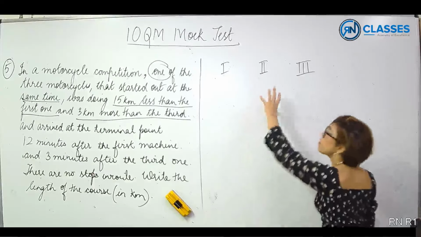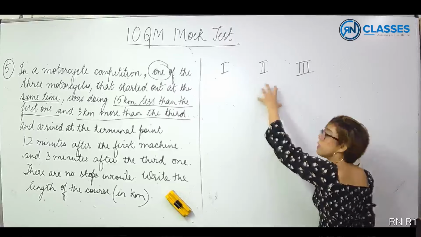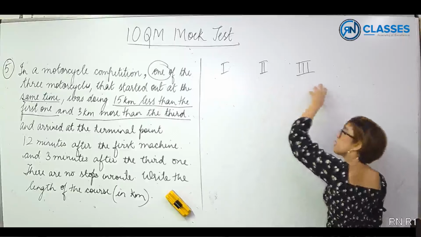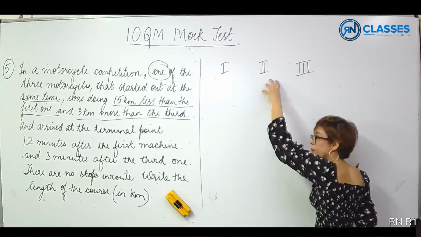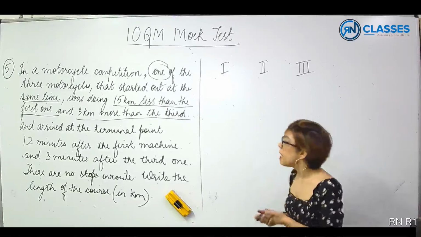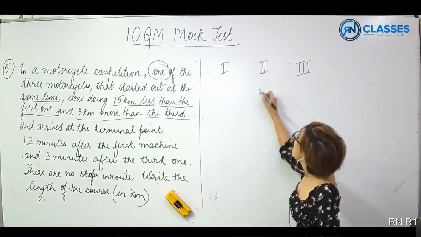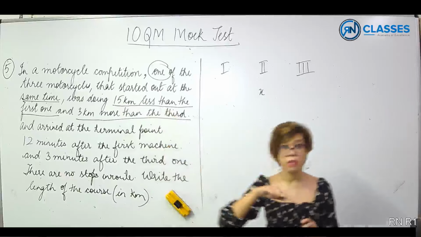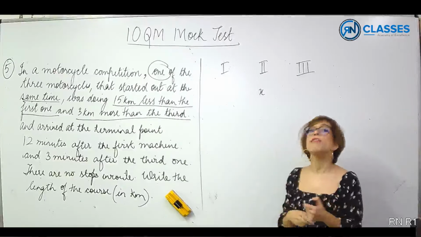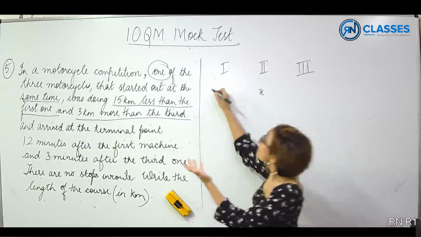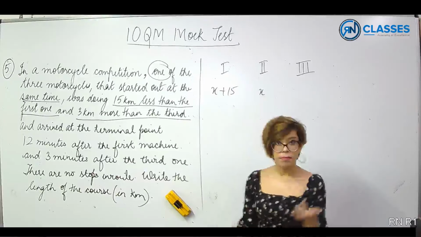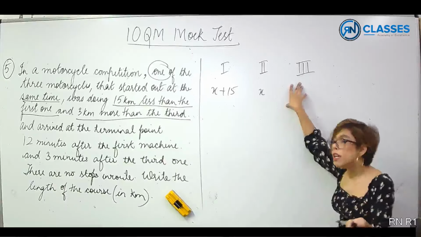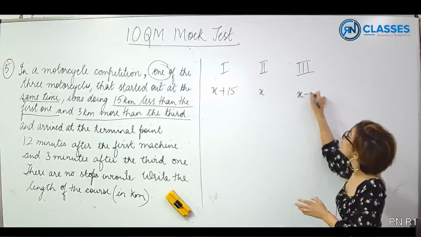So that means he's talking about this one. Since he is talking about this, with regard to this, and with regard to this, let me consider this as the primary one. Maybe I can say that this person travels X kilometers. Now he says this is 15 kilometers less than the first one. That means the first one is traveling 15 kilometers more, so it should be X plus 15. And 3 kilometers more than the third one. That means this one is moving less, so this is X minus 3.